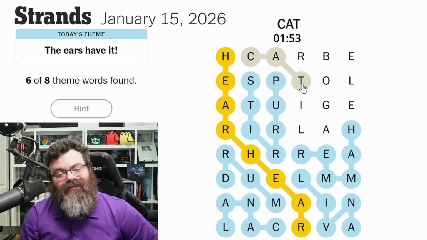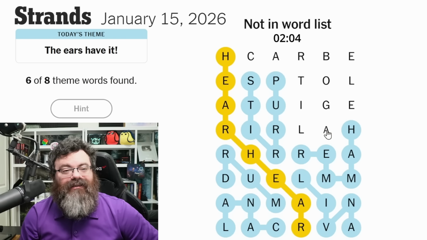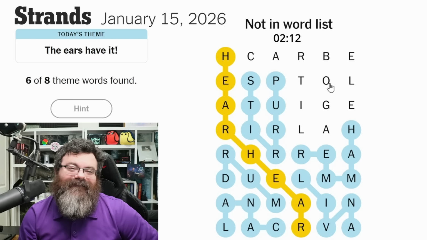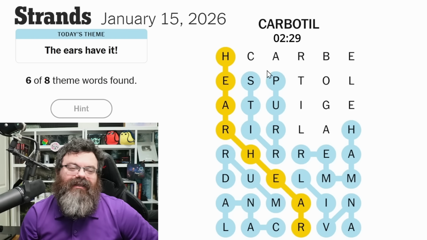Cat. Car. I don't think I know this. It's a car or cat. Like Catilla. Cartilla. Carb. Carbol. Darn it, I don't know if I know this. I don't think eagle is going to be an ear thing. Carbot. I think I tried carbatil anyway. Cat.